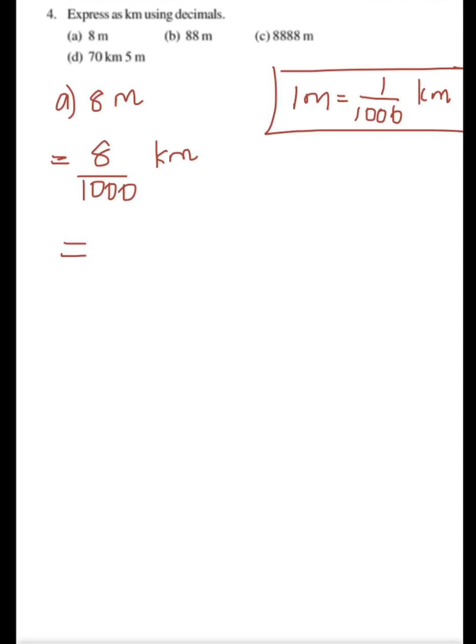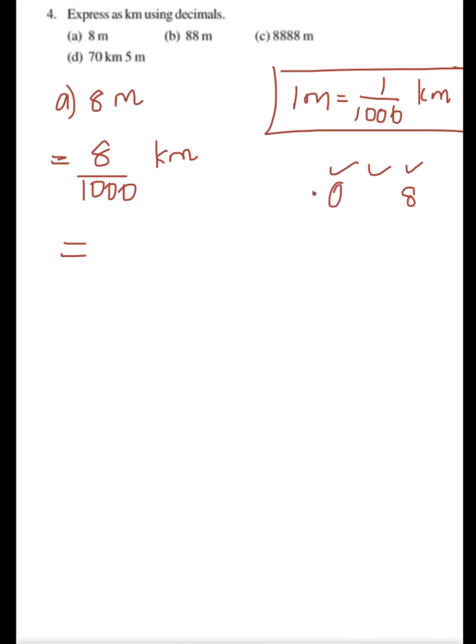Now what about 8 by 1000? 8 by 1000 means in 1000 3 zeros are there. That means after the decimal point 3 numbers should be there. So 8 means what? 1, 2, 3. Here you will put the decimal point.